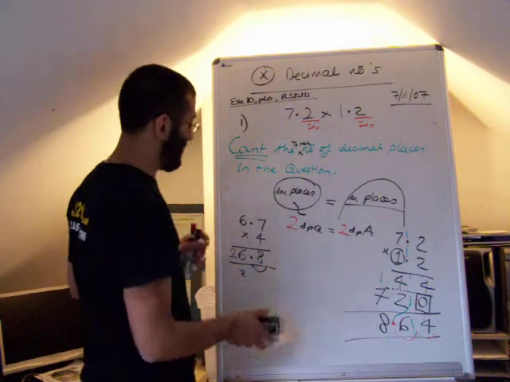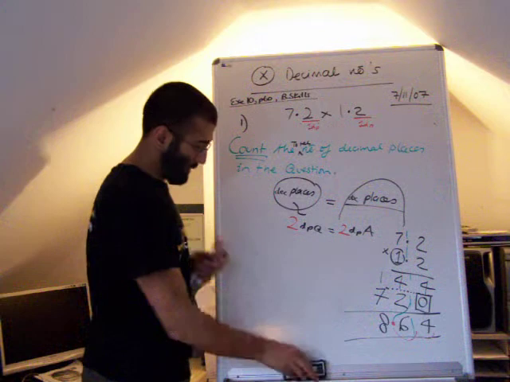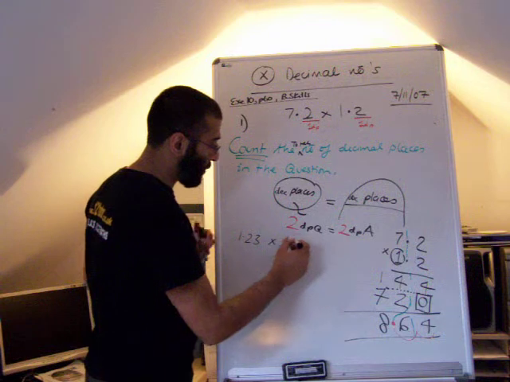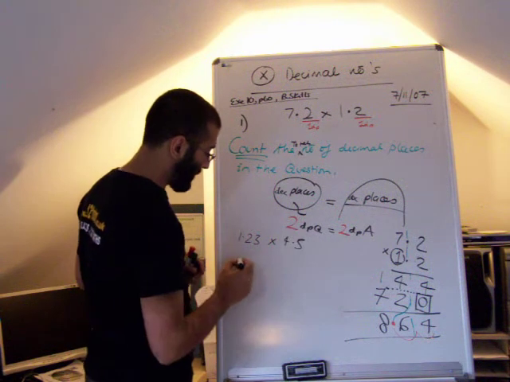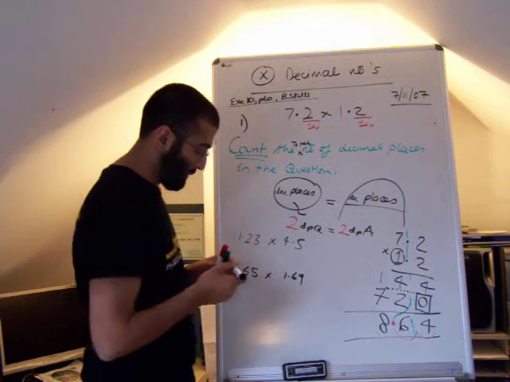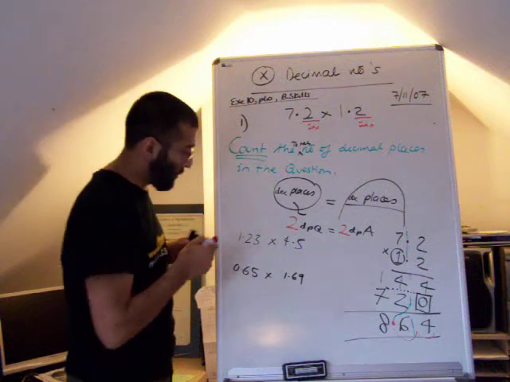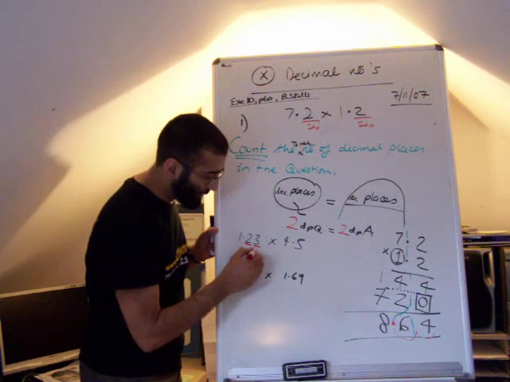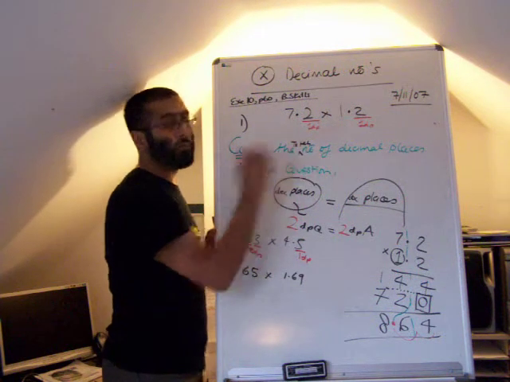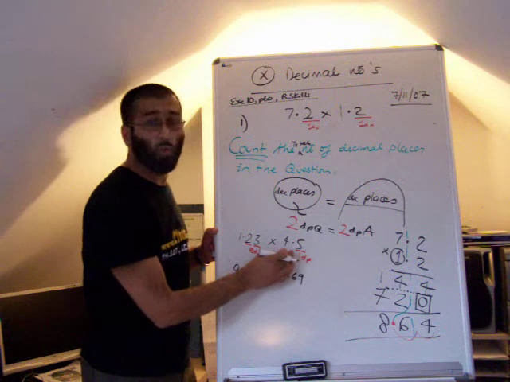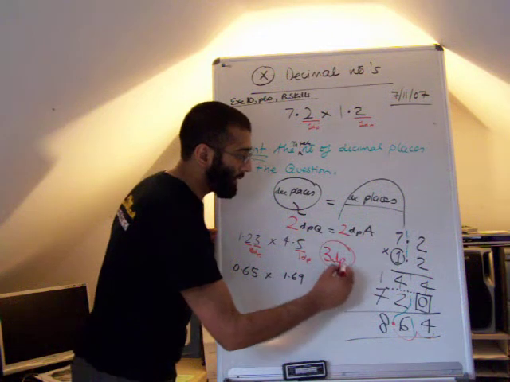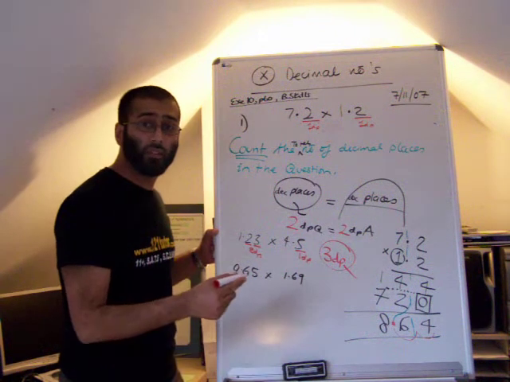And some questions you'll have 3 decimal places. So if you have a look at another question now, drop this one off here. So we had, for example, 1.23 times 4.5. Or if we have 0.65 times 1.69. So if you look at these 2 questions here, we've got 2 decimal places here. We've got 1 decimal place there. And the question is count the total number of decimal places. Well, 2 add 1 will give us 3. So in this question, we've got 3 decimal places in the question, so we'll have 3 decimal places in the answer.